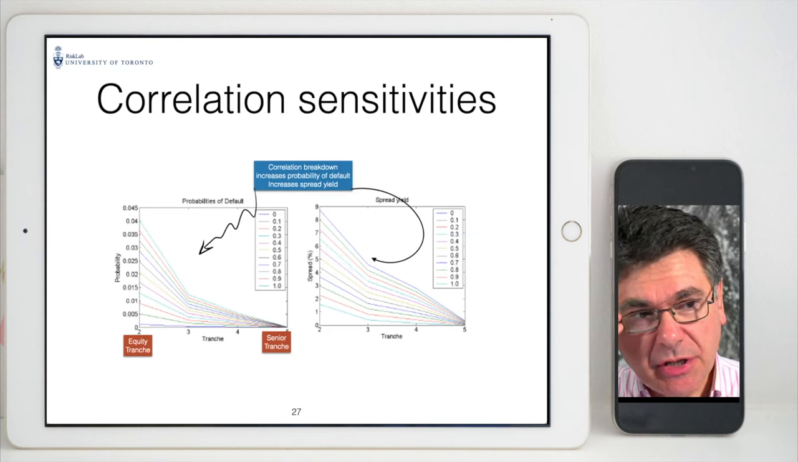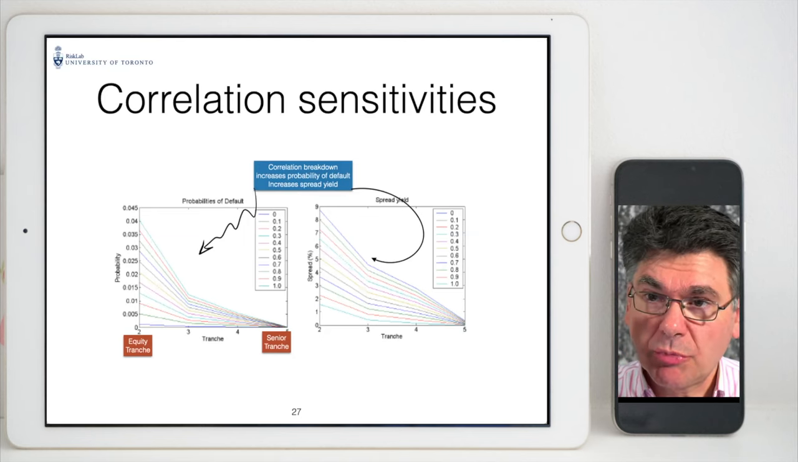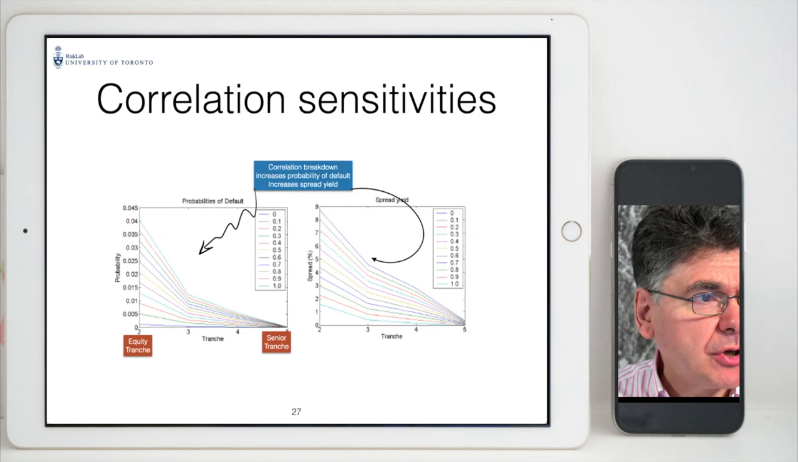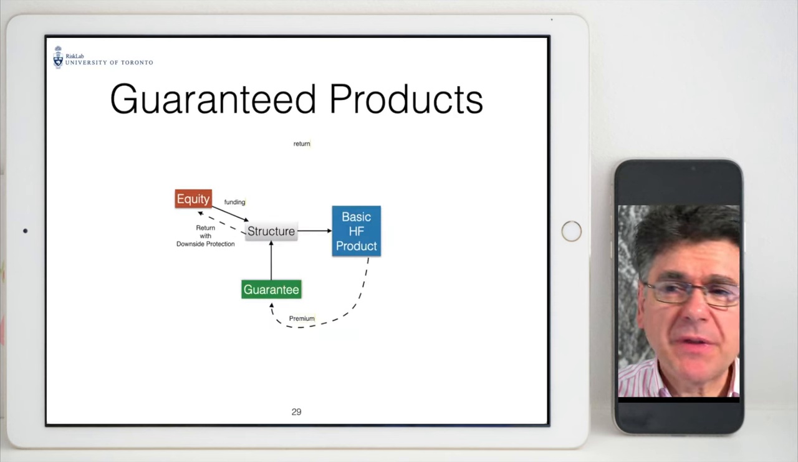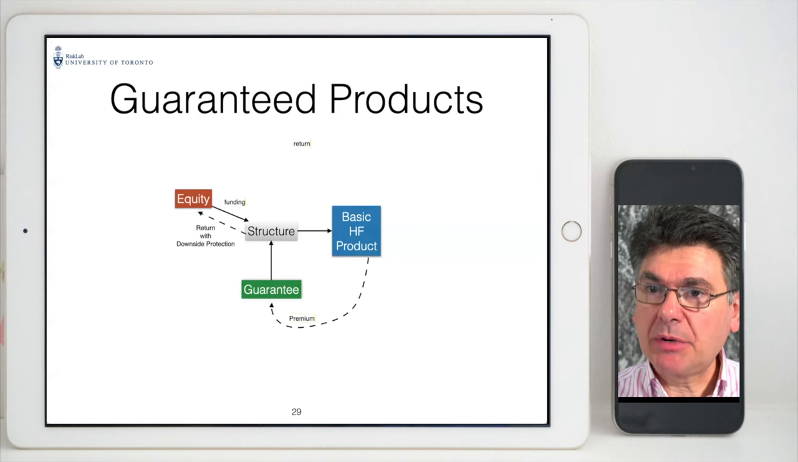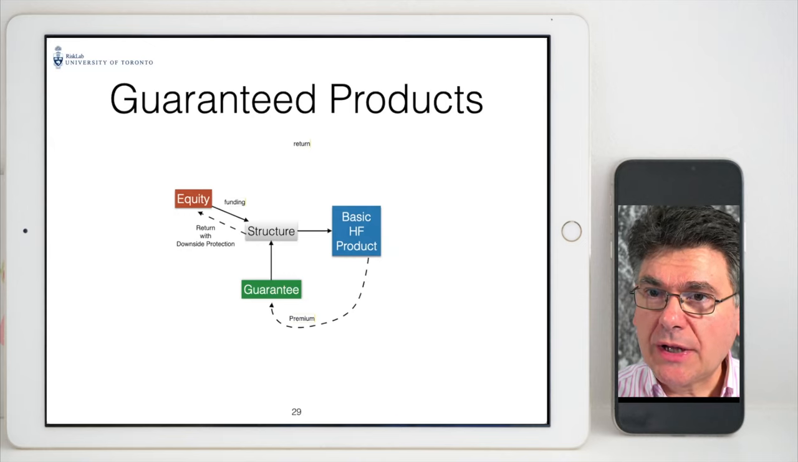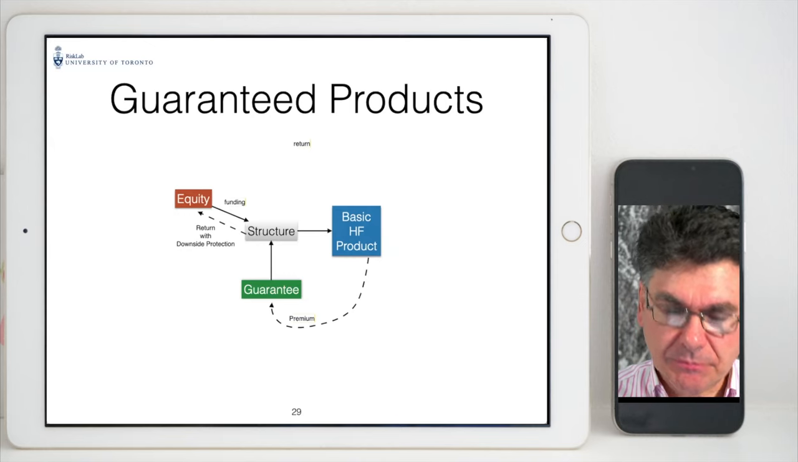As the correlations increase, the probability of default of these bonds goes up. Okay, so this is what we saw last week. What I want to do today is I want to see an application of this, which is for the creation of what's called a guaranteed product.